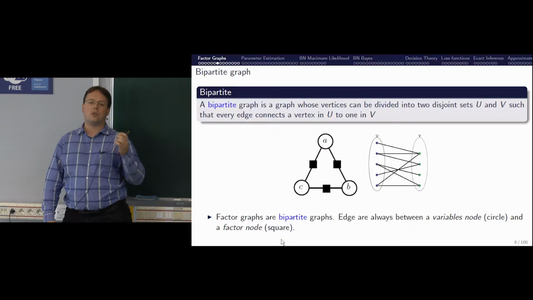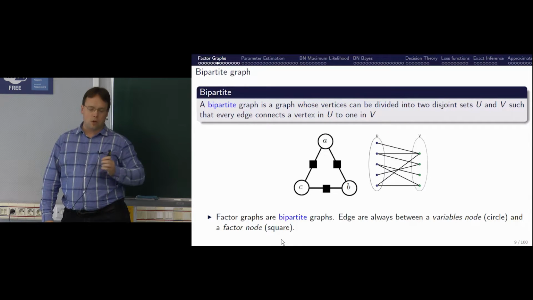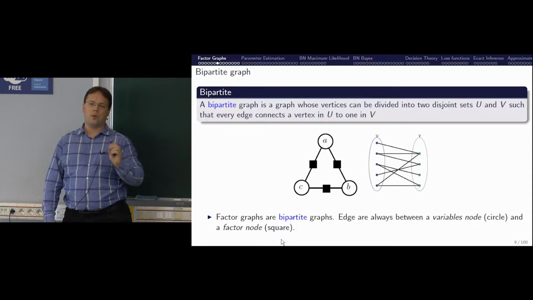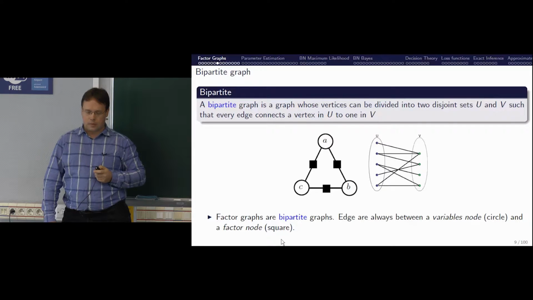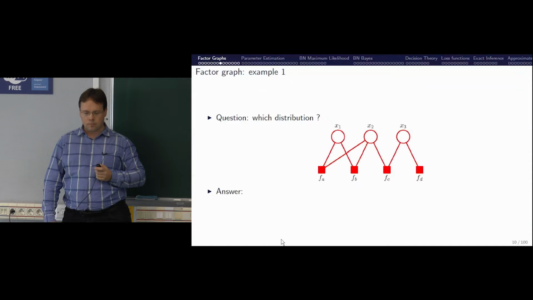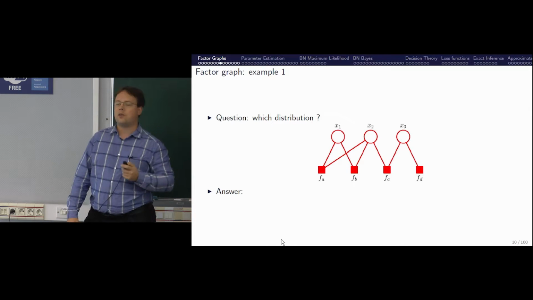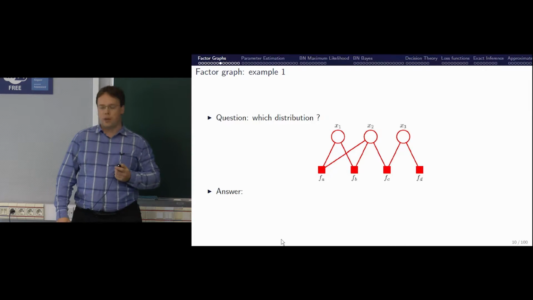there are only connections between factor nodes and variable nodes and backwards, but there's no connection directly from a factor to a factor, and there's no connection directly from a variable to a variable. Sometimes that can be useful to keep in mind. Okay. The good thing about factor graphs, as I said, is that they are really easy to handle in practice.